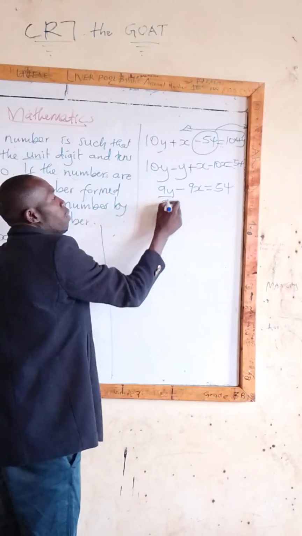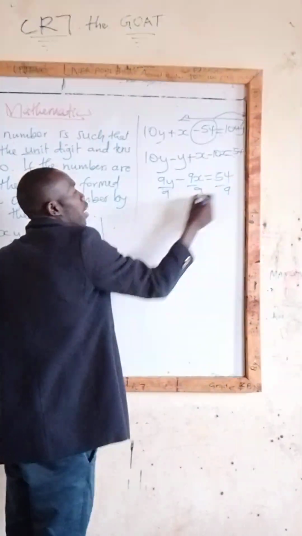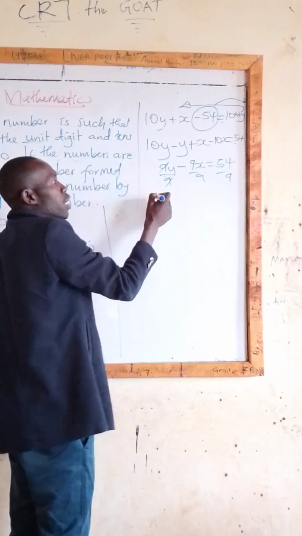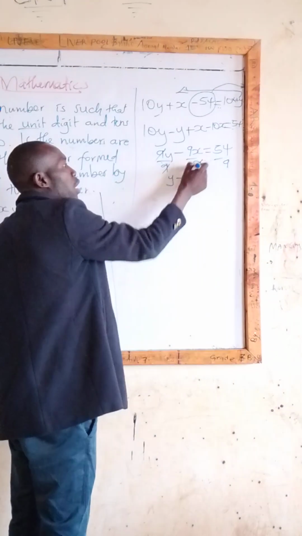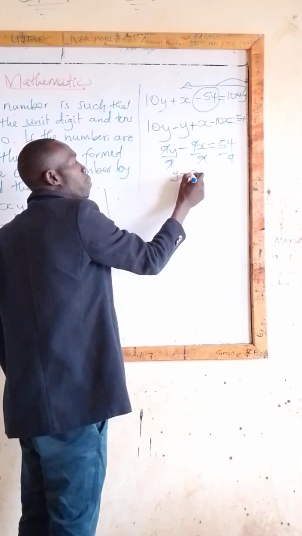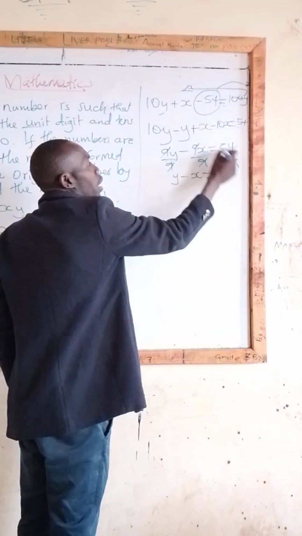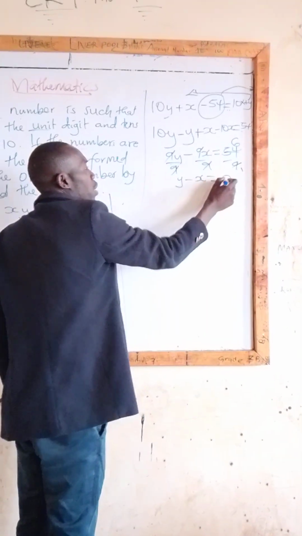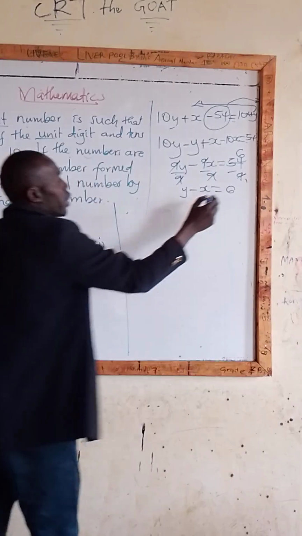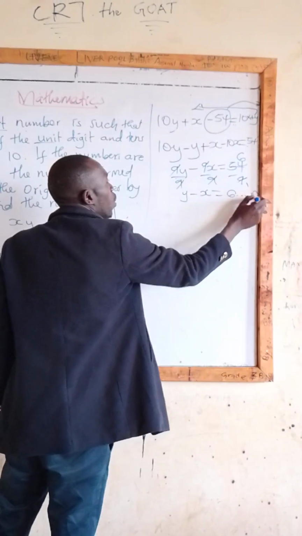So what do we do? Divide by 9, divide by 9, divide by 9. That will leave it in the simplest form. So this 9 goes to 9. You have y minus x is equal to 9 goes here 1, 9 goes here 6. So we have 6. Therefore, we will treat this one as our second equation.